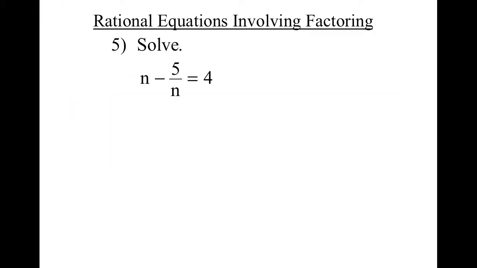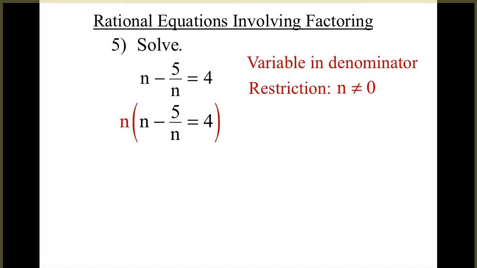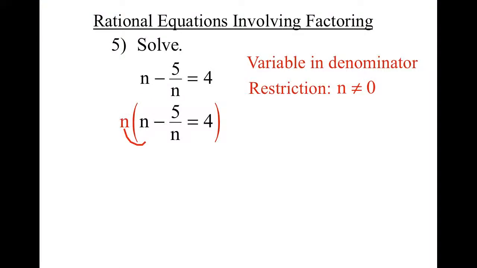All right, common denominator, what could I clear by? n. Multiply everything by n. And what will my restriction be? n cannot equal 0. All right, so I'm multiplying by n, and now what I have here is n times n is n squared. n times negative 5 over n would be negative 5. And n times 4 is 4n.